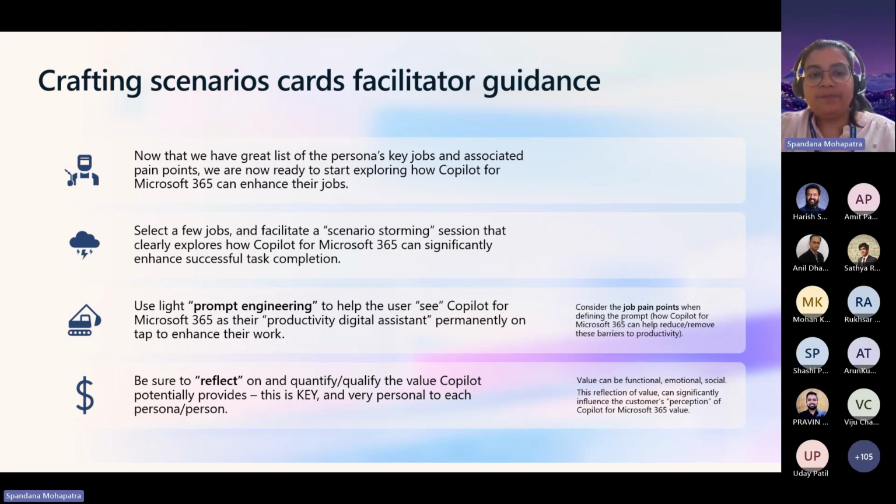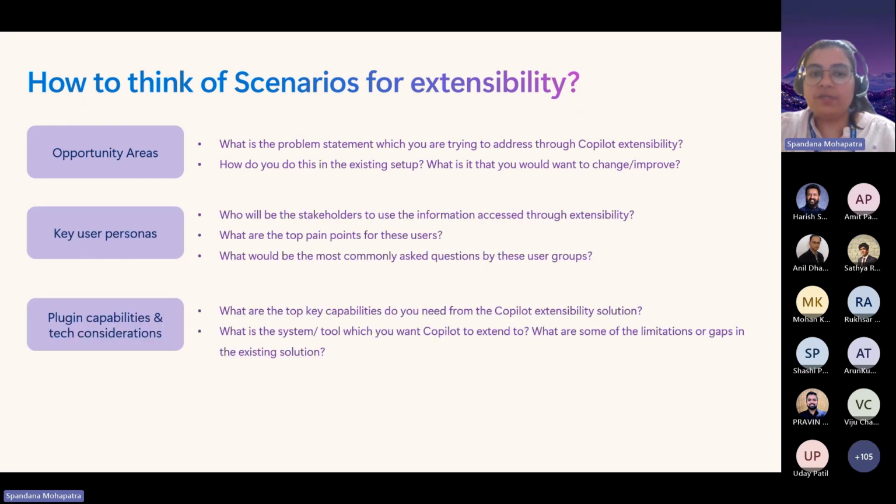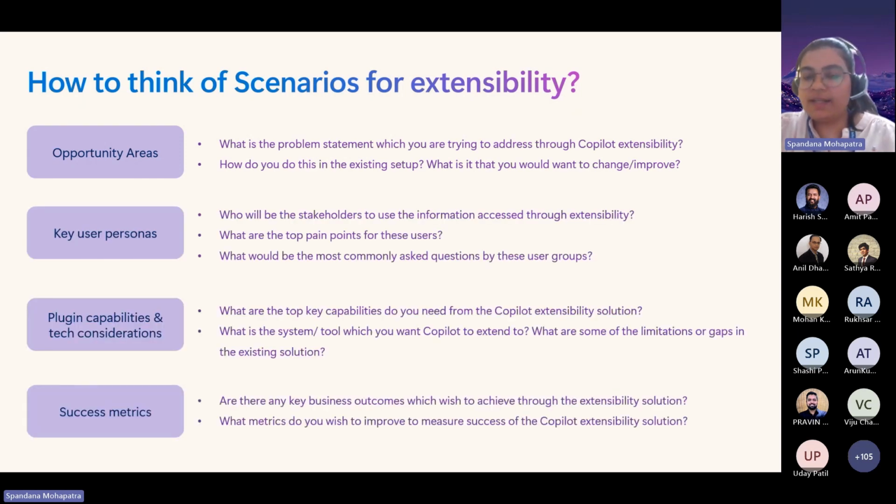So just to wrap up, here are a few questions to start thinking about when you're considering scenarios for a plugin. The first thing is obviously to understand what problem statement you want to target. What is the problem right now with your existing database or your existing information system, and what is it that you want to change or improve?